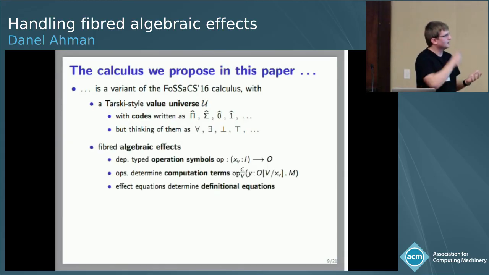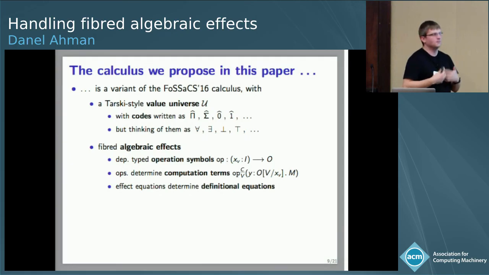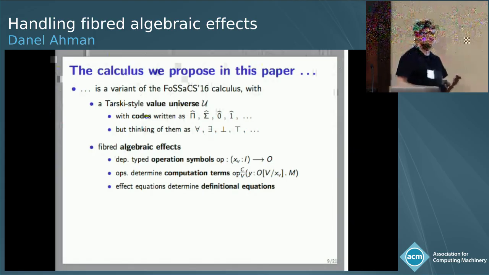but I'm really thinking of them as the logical operators in this talk. It's also going to be extended with this notion of fibred algebraic effects, which is a natural dependent type version of algebraic effects, where the operation symbols are now dependently typed, in the sense that the type of output values can depend on the input values. So an example is that if you think of the get operation for state, then the values that you store in the state can have types that depend on the particular locations. So this allows you to do that.